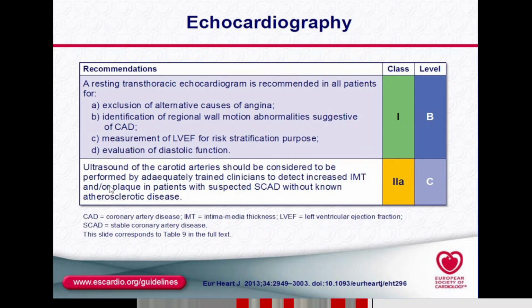Sometimes the ultrasound of carotid arteries should be considered, performed by an adequately trained clinician, to detect increased intima-media thickness and plaque in patients with suspected stable coronary artery disease without known atherosclerotic disease. But the class of recommendation should be considered, yes, 2A, level of evidence C.